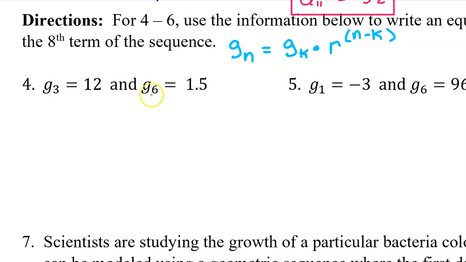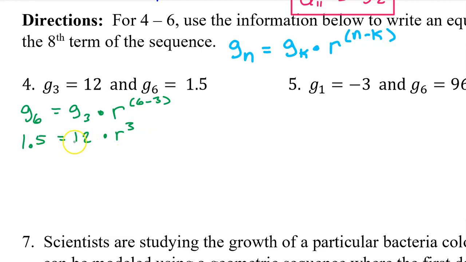I always like to put the larger index in the front. So I will have G6 is equal to G3 times r. That's what we need to find. And then n minus k, so that's 6 minus 3. So G6 is 1.5. So I have 1.5 is equal to 12 times r to the third power.